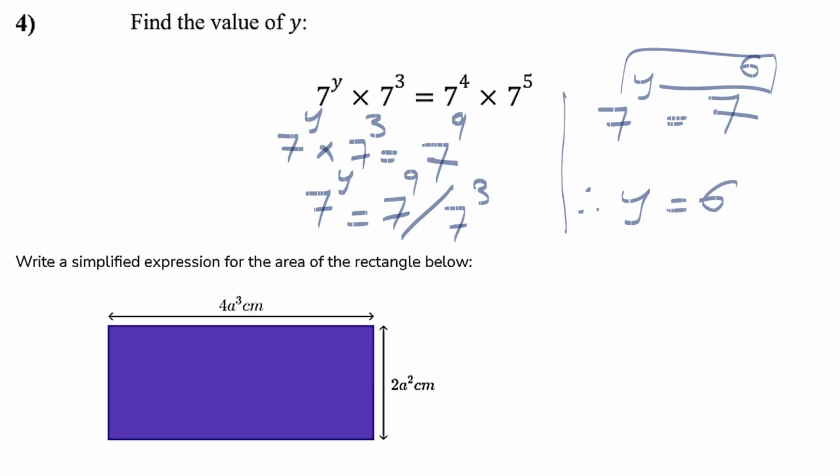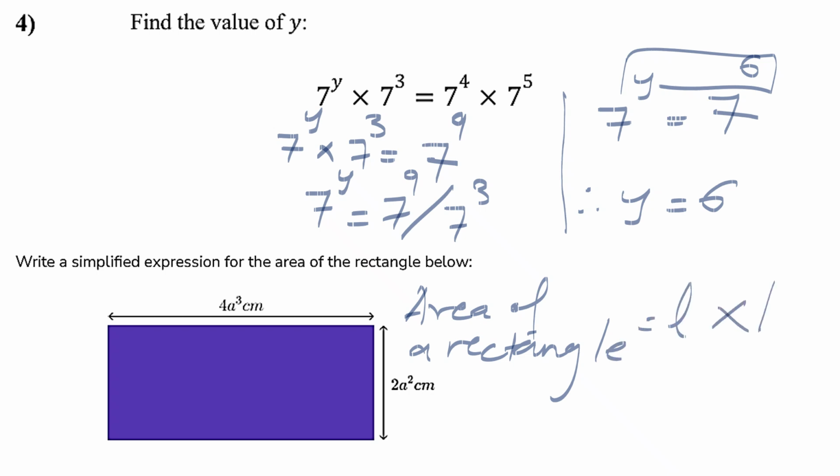Now see the last example. So I'm having over here a question: write a simplified expression for the area of the rectangle below, and the length and the width are given. So the area of a rectangle formula, we know, is L into B, that is length into width or breadth, we can say. So the length I am having is 4a to the power 3 multiplied by 2a square.